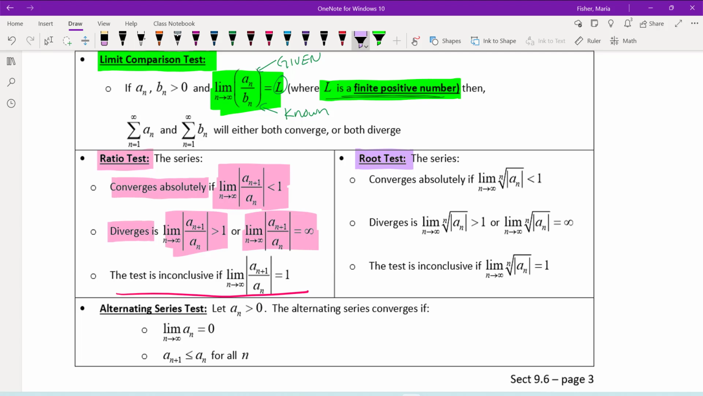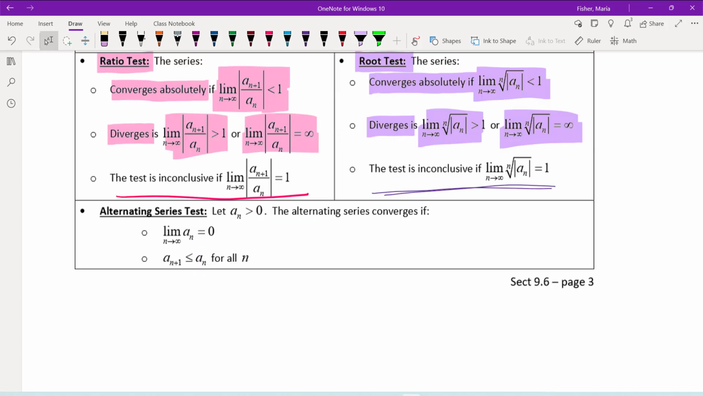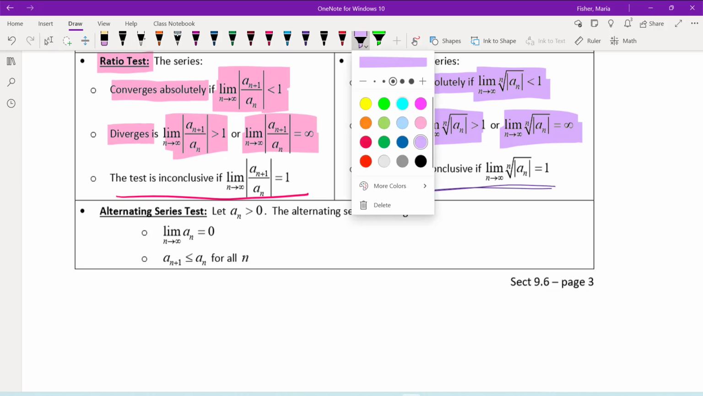The root test said we converged absolutely if the limit as n goes to infinity of the nth root of the absolute value of a sub n was less than 1. We diverge if that limit is greater than 1 or if that limit is equal to infinity. And the test was inconclusive if that limit was equal to 1, we'd have to choose a different test in order to determine if our series converged or diverged. The last thing we looked at was the alternating series test.